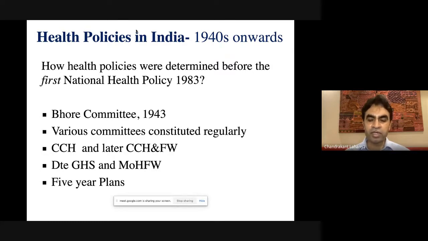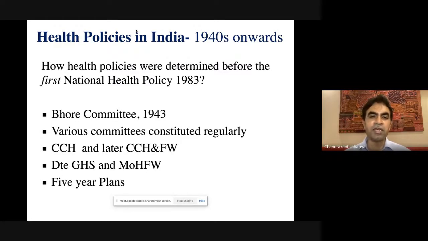Then India had a Central Council of Health, subsequently called the Central Council of Health and Family Welfare. This is a council of members at state and union level. The Union Minister of Health and Family Welfare is the chair of this council, and state ministers of health from all states are members of this council. So this is the highest decision-making body on health in India, the Central Council of Health and Family Welfare. So this is one subset.